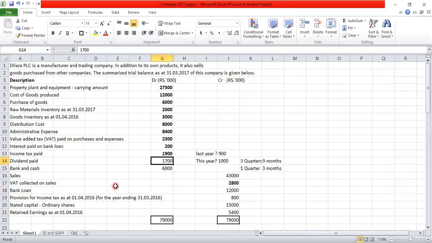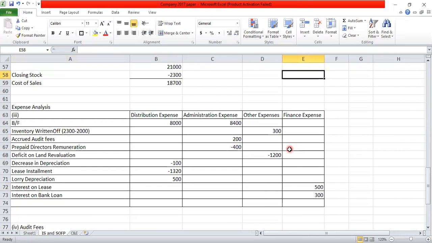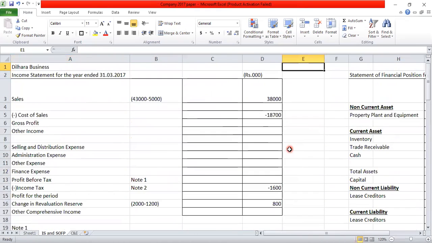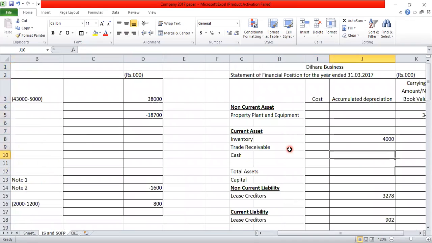Then we have sheet 1, bank and cash 6,000. Let me move on to the statement of financial position. Record the 6,000, cash 6,000, right?